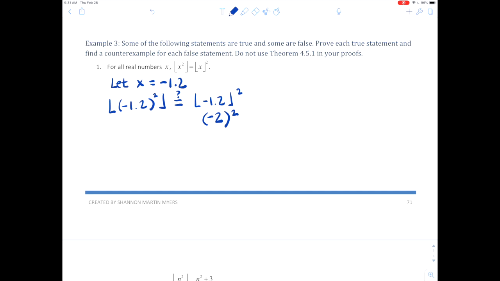When I square negative 1.2, so now I'm on the left side, I'm going to get 1.44, so I'm going to need to find the floor of 1.44, right? So the floor of 1.44 is 1, and negative 2 squared is 4, right? So this is false. And we provided a counterexample.